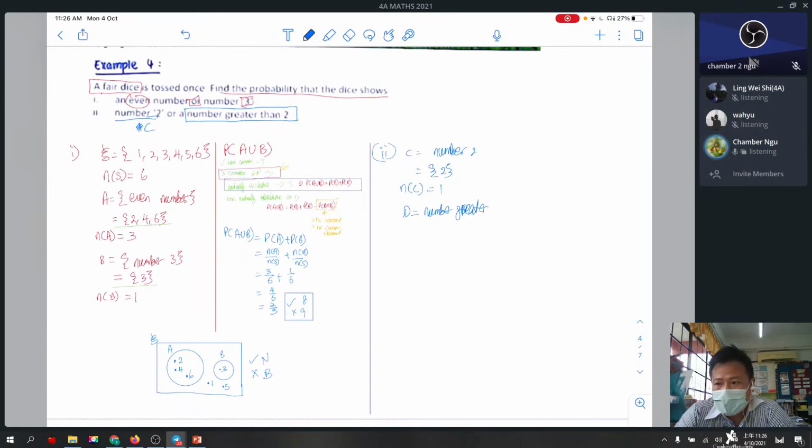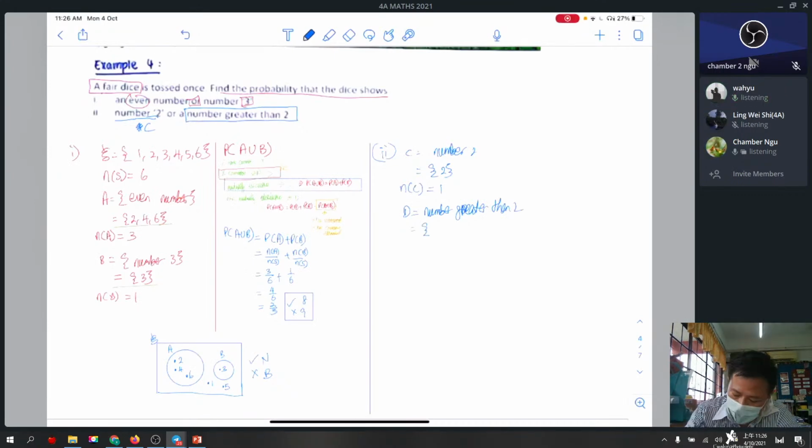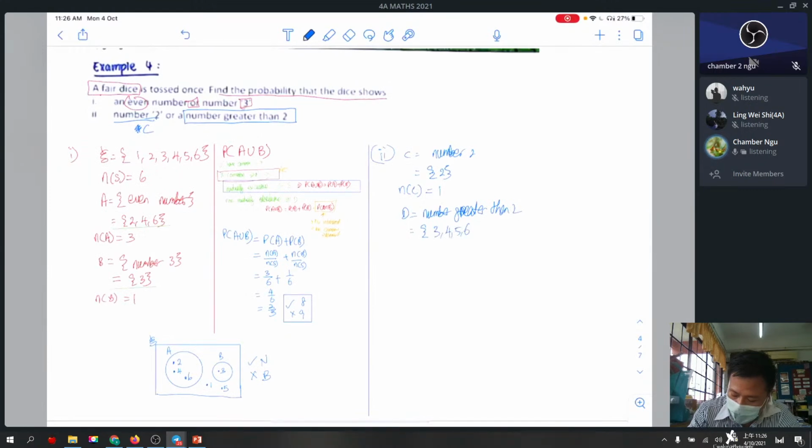So what are the numbers greater than 2? Tell me the answer. 3, 4, 5, 6. Very good. And you know you have to stop after 6, because the dice only has 6 numbers. So 3, 4, 5, 6. So the number of elements in set D is 4.